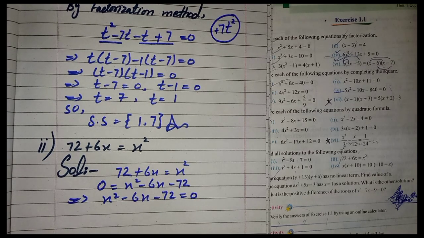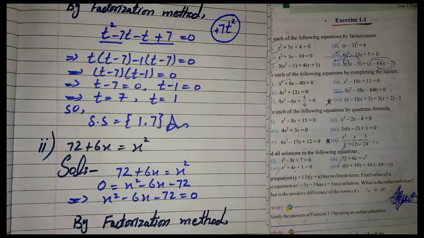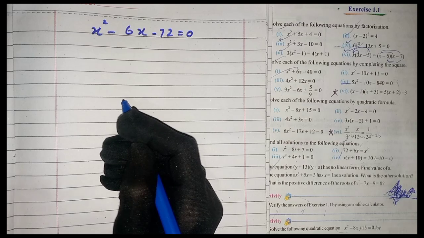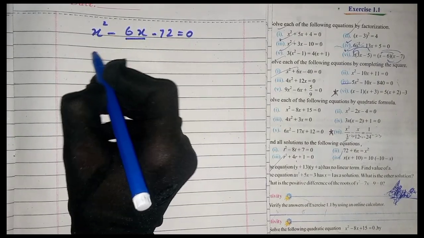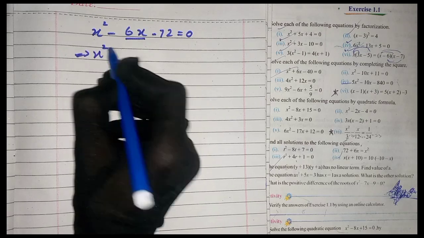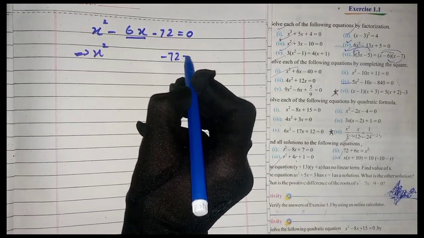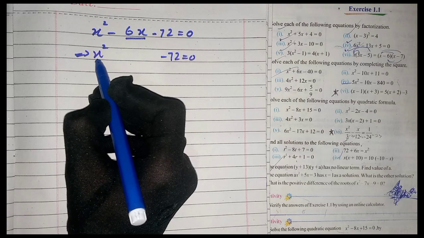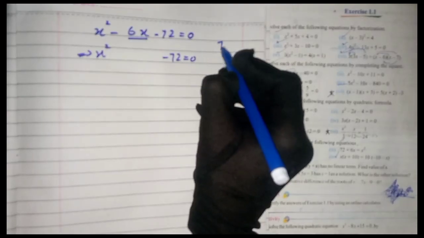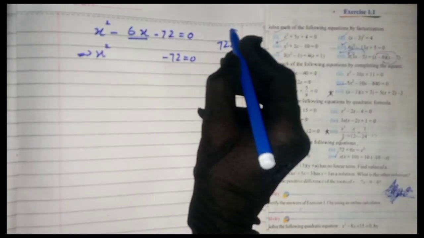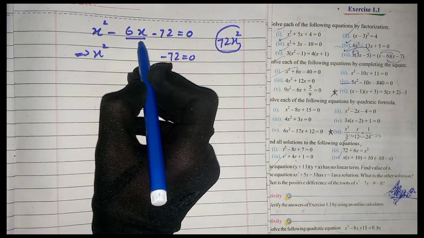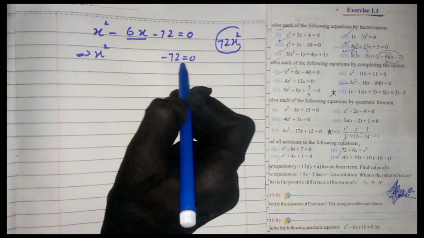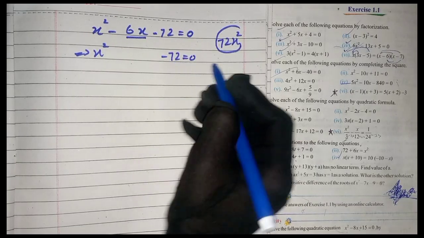Now we solve by factorization method. In factorization method, we break the mid-term and we write first and last term as it is. x square minus 72 equal to 0. When we multiply first term with last term, it becomes 72x square. We break down the mid-term. When we subtract, it becomes 6, and when we multiply, it becomes 72.